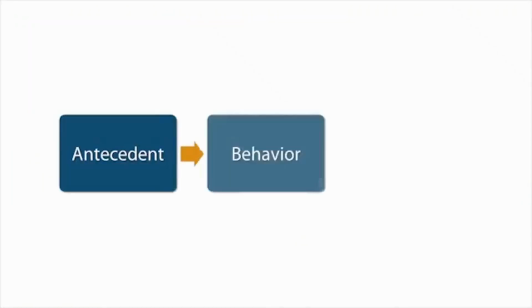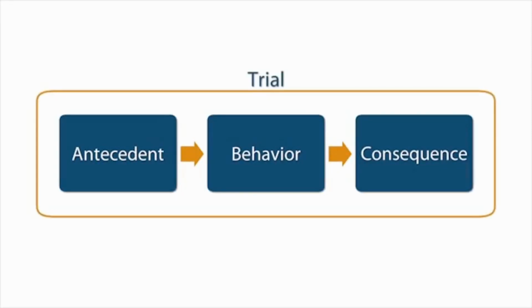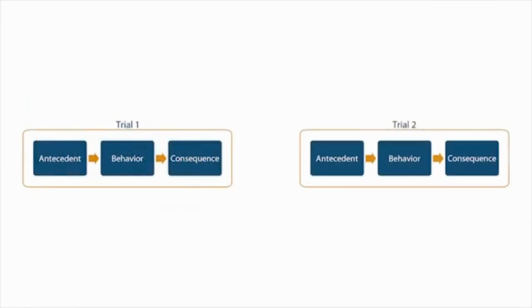Now together, one sequence of the three basic parts, antecedent, behavior, and consequence, is called a trial. And as you saw in the example with Anna and Joey, each trial is separated by a brief period of time. This period of time is known as the intertrial interval, or ITI.